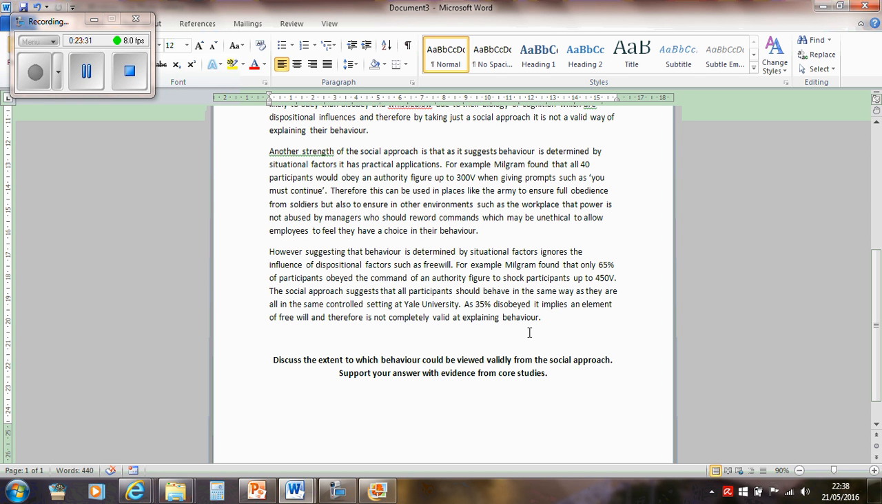So at the end you just link back to the question and say, so therefore it's not valid at explaining behaviour, or therefore it is valid at explaining behaviour. You have to read the question and make sure you're answering that, because I can't predict what's coming up. So you've just got to use these points to answer that question. Make sure you're not just writing strengths and weaknesses, you are actually answering what the question is wanting.